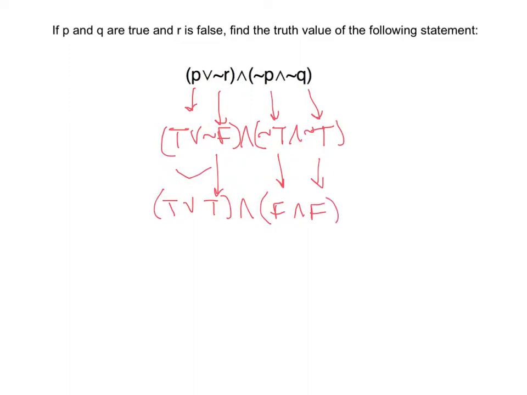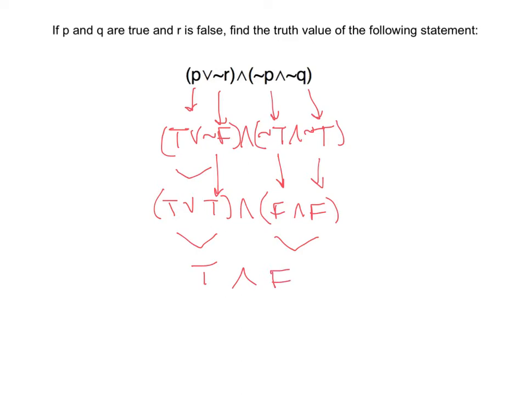Once we have this, now we can look in the parentheses and deal with what we've got. So the first parenthesis says T or T. And remember, the rule for or is that at least one of them has to be true. So that means that this parenthesis certainly is true. The second set of parentheses says false and false. And remember, the rule for and is that both of them have to be true, but in this case, neither one of them is true. So false and false is just going to give me false.